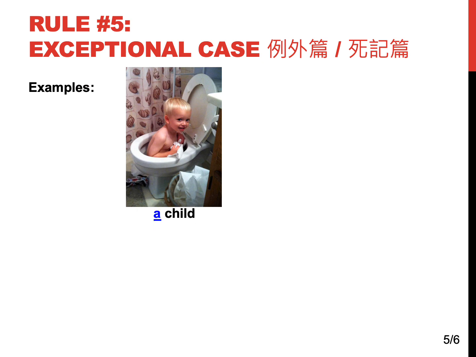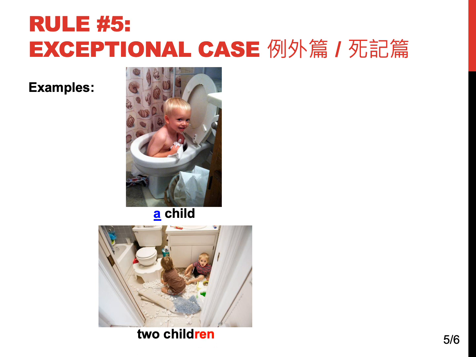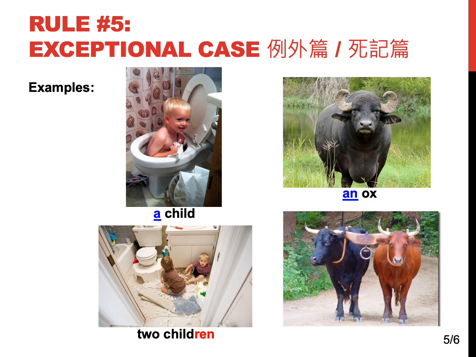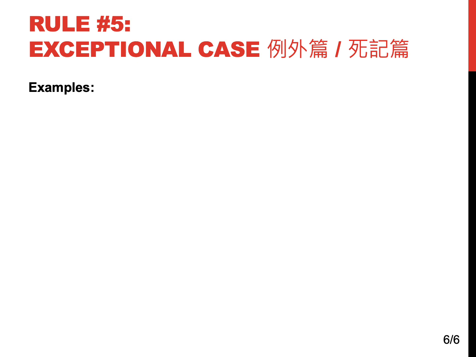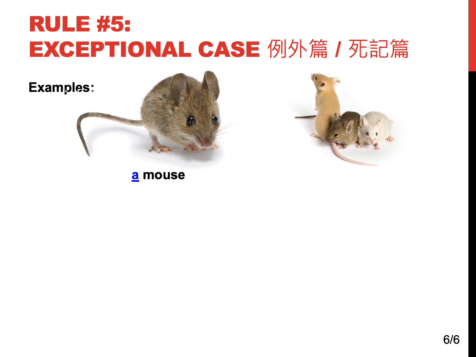Is a child, a naughty one. 2 children, 2 naughty children here. Is an ox, a male cow. If we have 2, we say 2 oxen. Is a mouse. More than 1, we say mice. 3 mice.